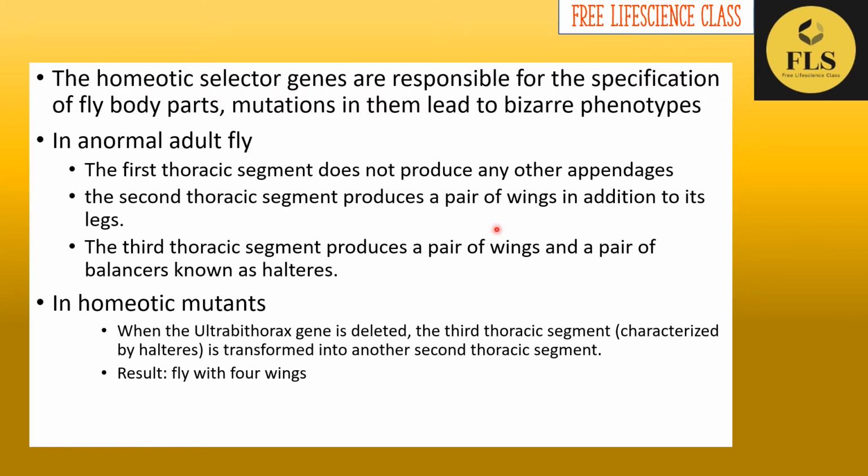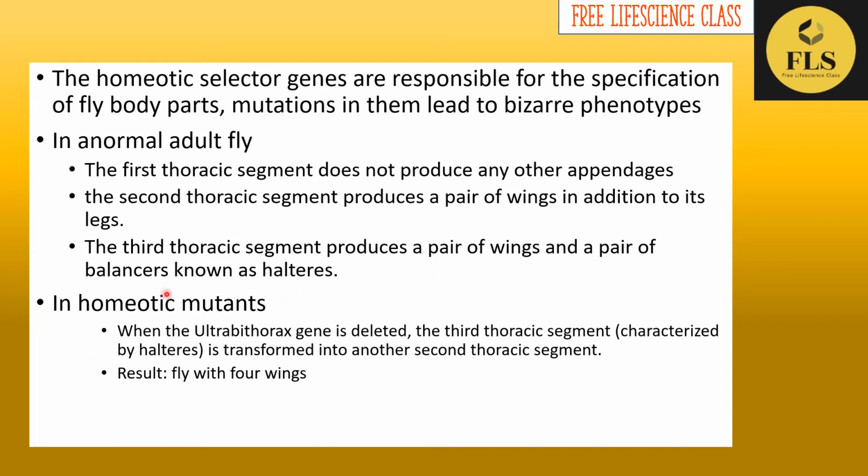The homeotic selector genes are responsible for the specification of fly body parts. Mutations in them lead to a bizarre phenotype. Bizarre phenotype means they are abnormal in nature, not normal. In a normal adult fly, the first thoracic segment does not produce any wings. The second thoracic segment produces a pair of wings in addition to its legs, and the third thoracic segment produces a pair of balancers known as halters.